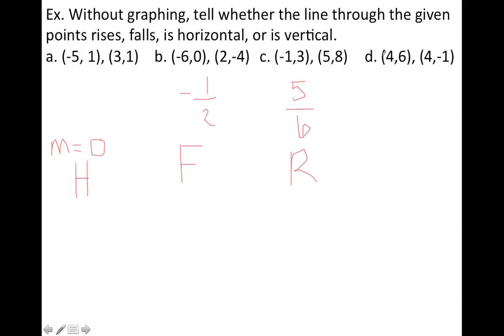And the last one, D, you should get an undefined slope. So we got to write out undefined, meaning we had a 0 on the bottom. And that gives us a vertical line. Again, don't forget to write out undefined, and for your 0 slope, you need to reduce it all the way to 0. Do not leave it 0 over a number.